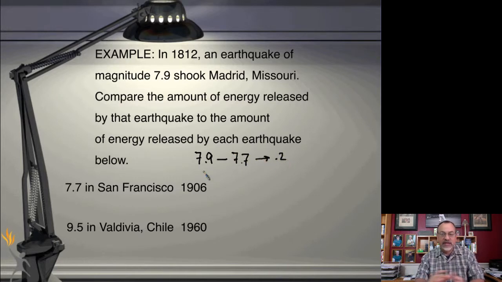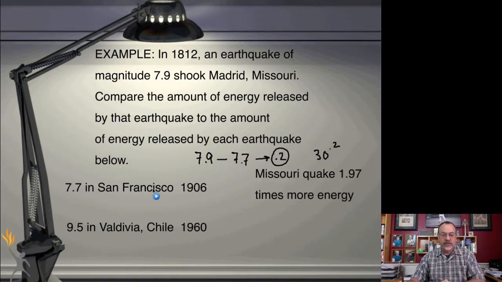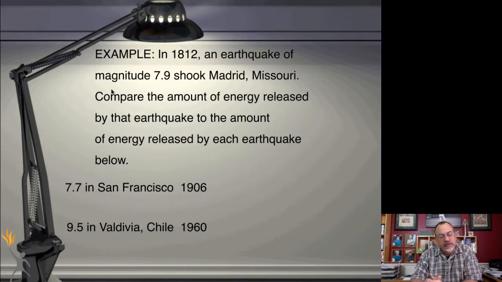Now that's a difference in exponents. What's the difference in energy? We then take this exponent and apply it to its base number, which is 30. So we would raise 30 to the 0.2 power, and that's the difference in energy that would be released in those two earthquakes. So that would be about 1.97 times more energy if you raise 30 to the 0.2 power. So that's a fairly simple application. To compare the earthquakes, we simply subtract the two exponents and then apply that to a base 30 number.